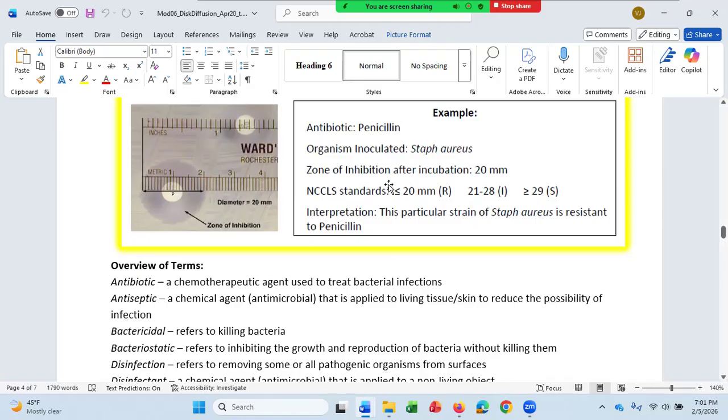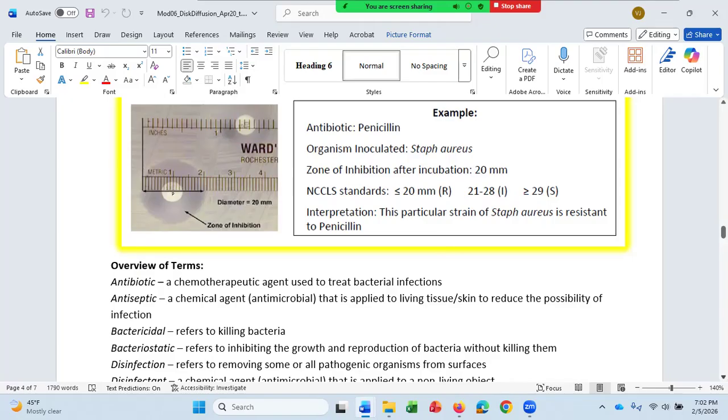And each bacteria will have a different size for being resistant, intermediate, and sensitive for each different antibiotic in the table. So something like Staphylococcus aureus will have a different resistance size than something like Micrococcus luteus to this antibiotic. Any question about any of that?